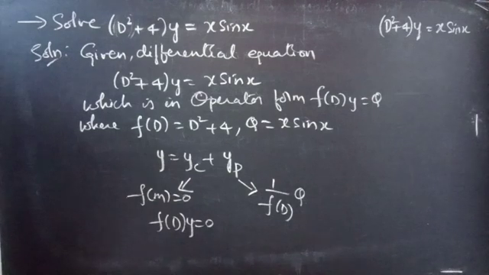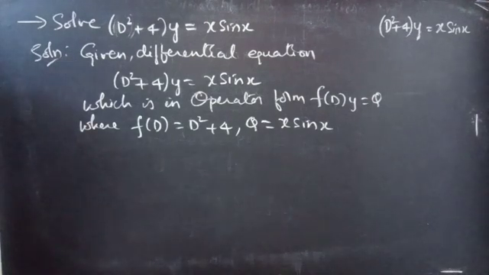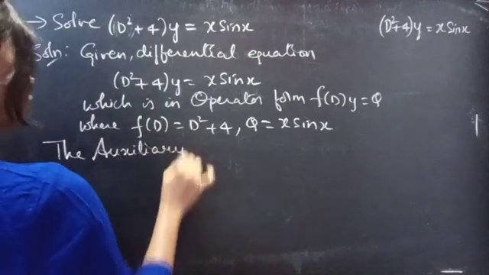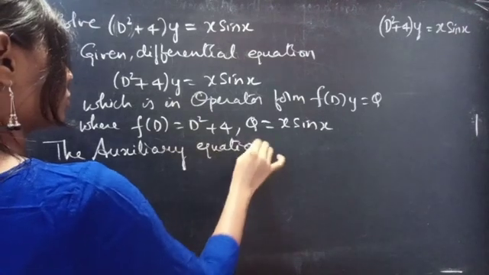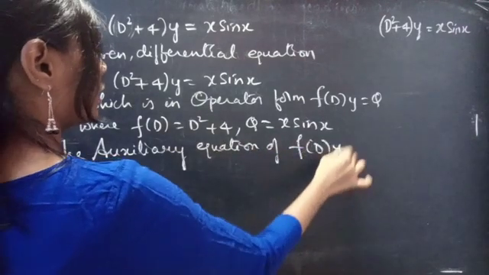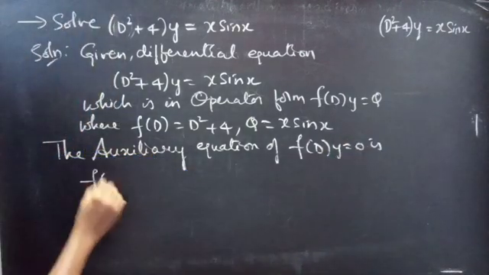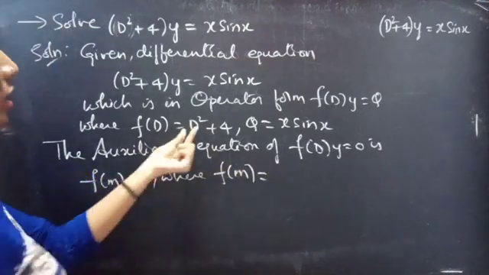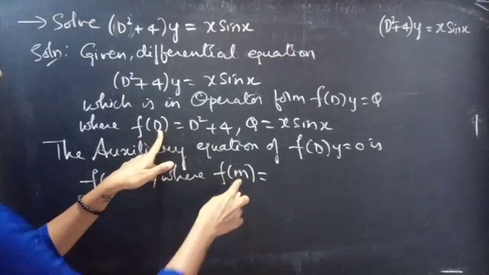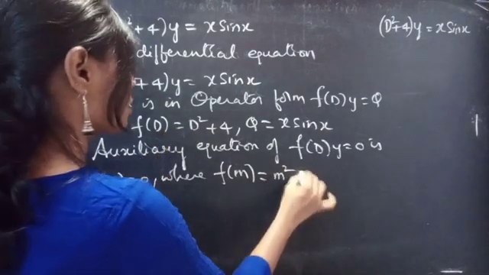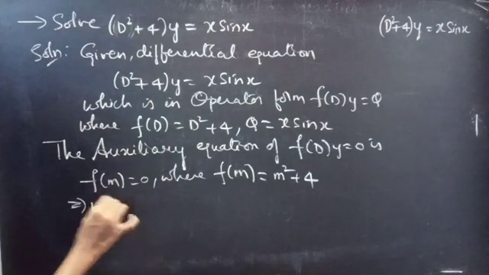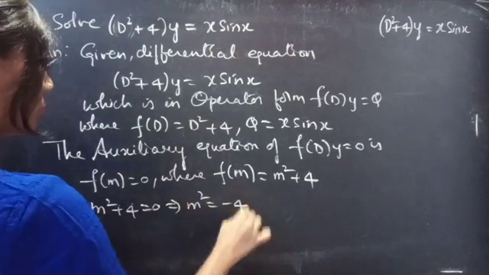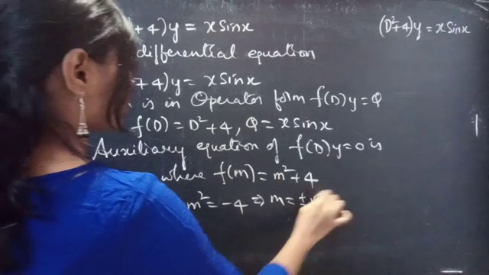We are going to find yc using the auxiliary equation. The auxiliary equation of f(D)y = 0 is f(m) = 0, where f(D) = D² + 4, right? Let's replace the differential operator with m, so that we'll get f(m) = m² + 4. Now the auxiliary equation becomes m² + 4 = 0. We need to find the roots here, right? Then m² = -4, then m = ±√(-4).